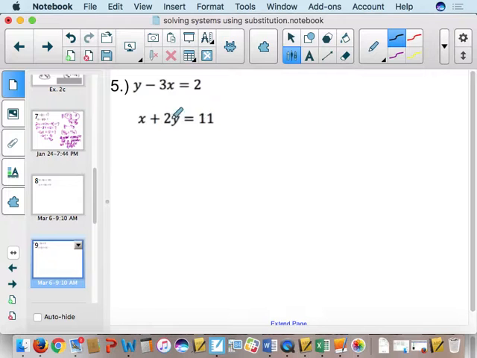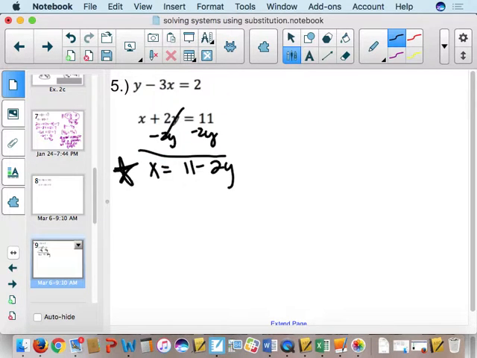So if I wanted to rewrite this equation, I would subtract 2y from both sides, okay? Now this 2y doesn't combine with the 11. They're not like terms, so you're simply just going to have x equals 11 minus the 2y. So that means that you have a variable by itself right here, and we would be ready to then finish out this example.